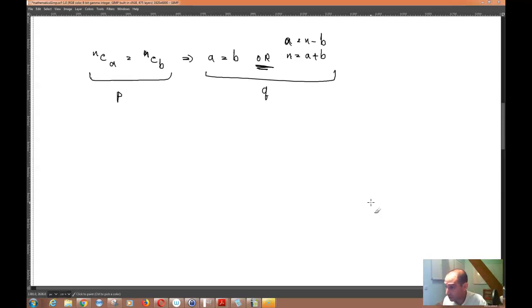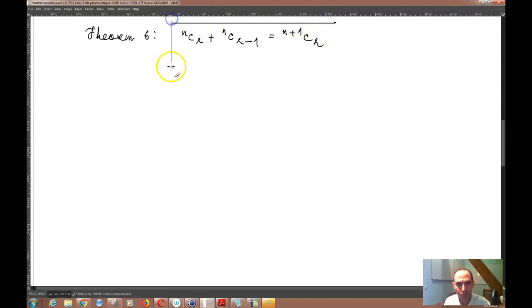Now, there is one more thing here that we need to take care of before we can move further, and that is theorem number 6, which says n combination R plus n combination R minus 1 is the same thing as n plus 1 combination R. That's the theorem that we want to prove here.